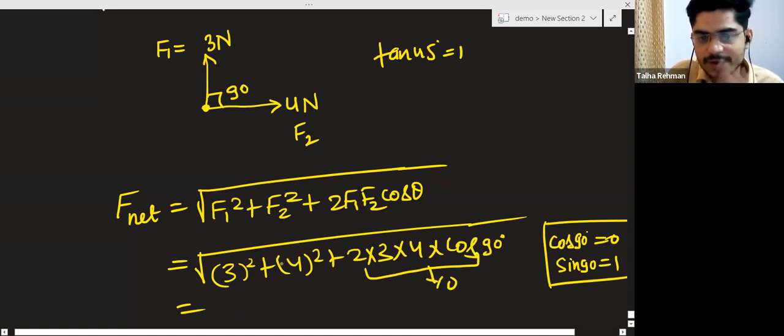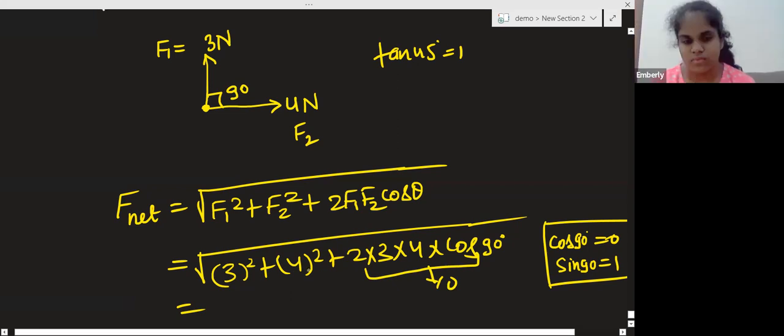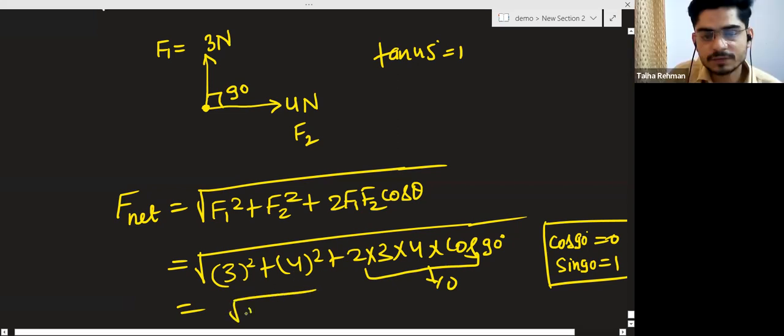So now 3 square, 4 square under root: 3 3 is 9, 4 4 is 16, 9 plus 16 is equal to 25.